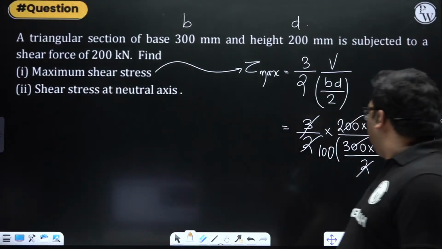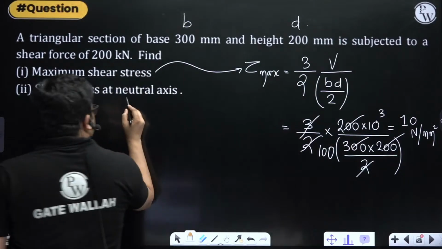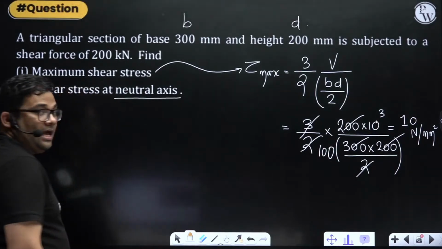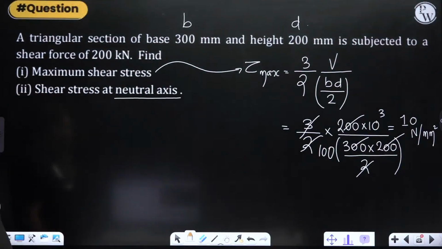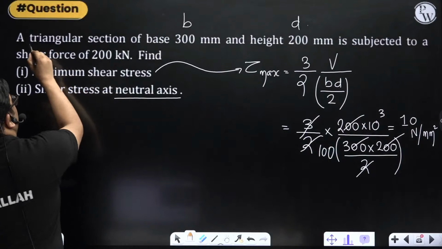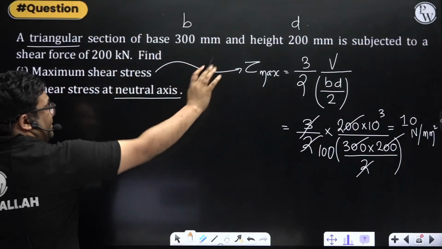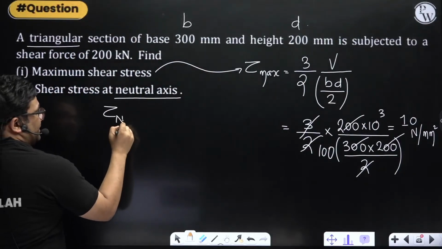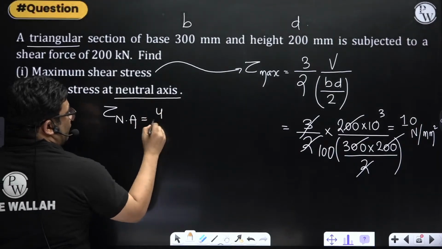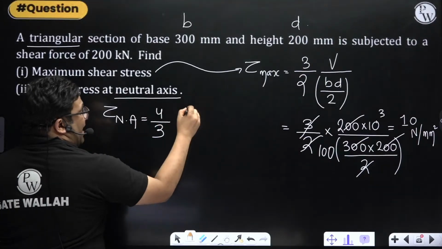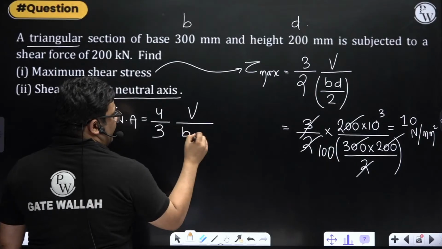Now the next is what? Next is shear stress at neutral axis. I have told that shear stress at neutral axis for a triangular section is not the maximum one, right? So this is how much? This is 4/3 then average shear stress. So V by BD by 2.